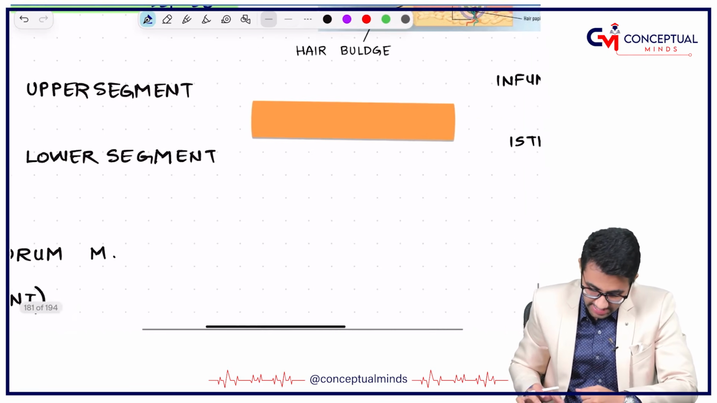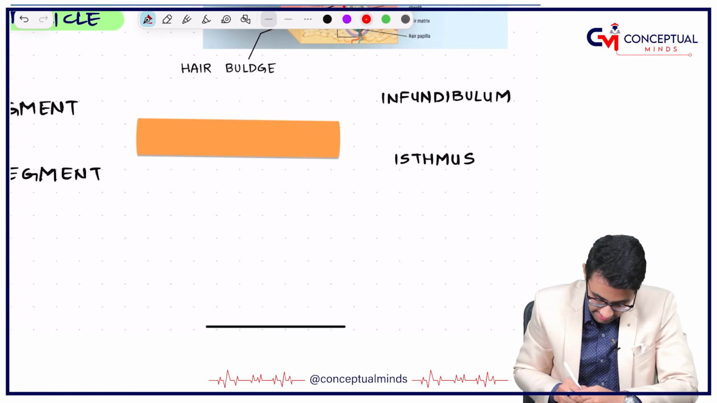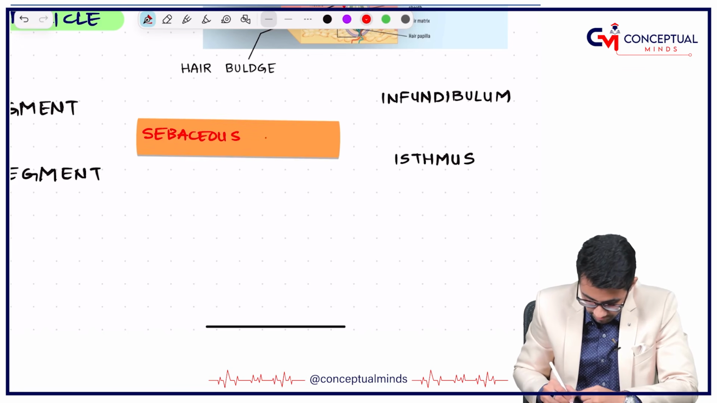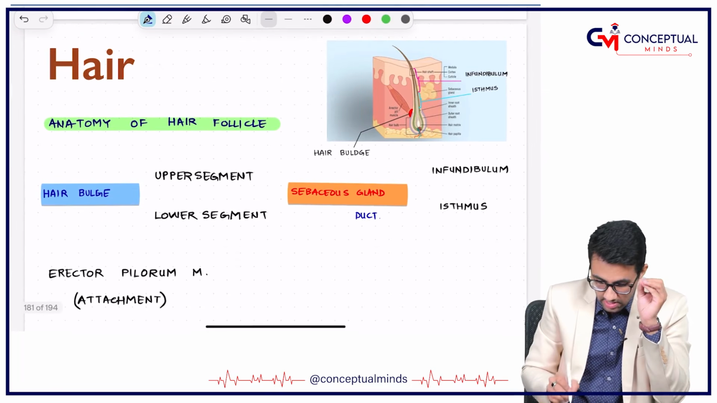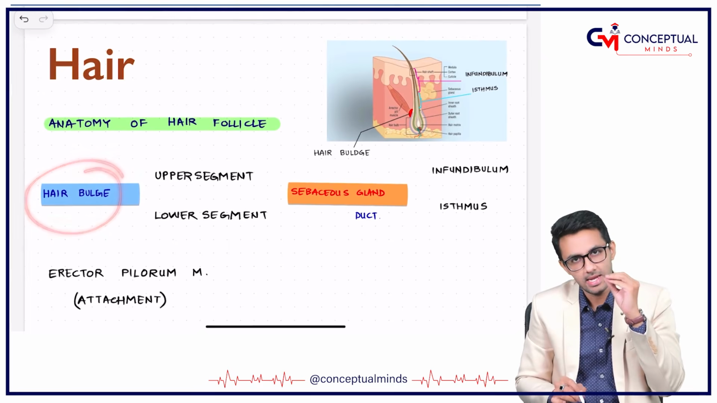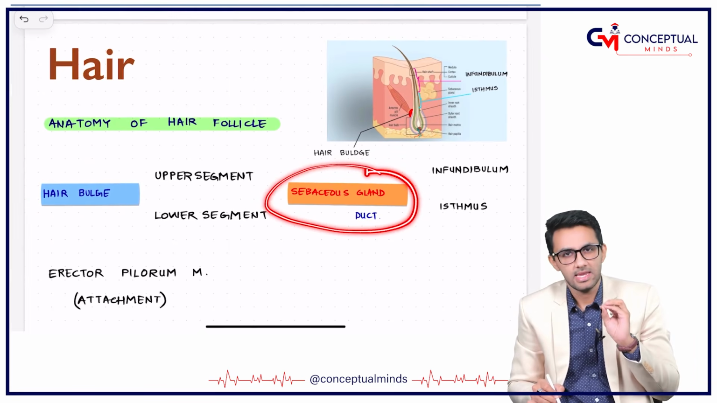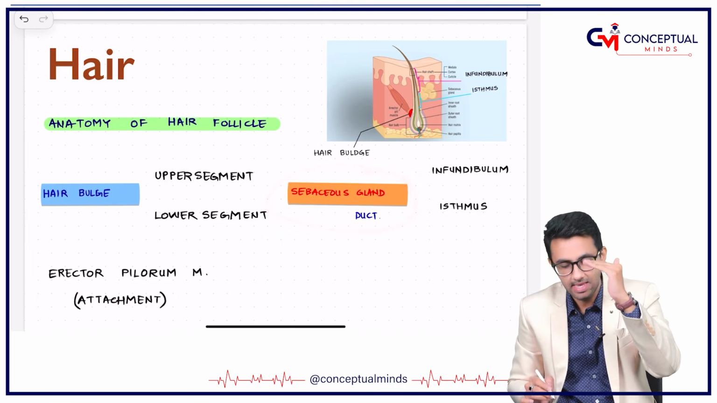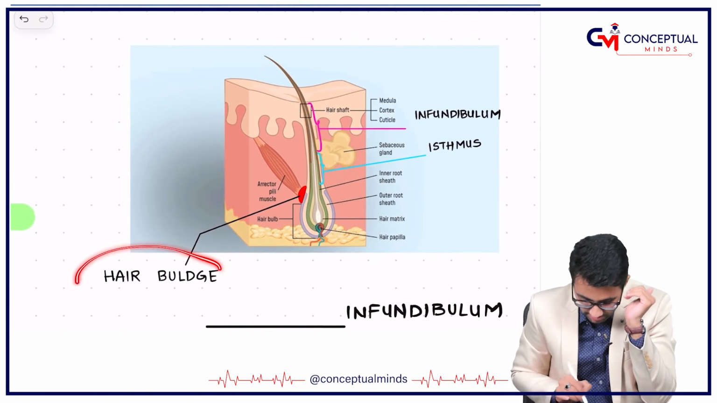And the second thing that I want you to know is the sebaceous gland, and the sebaceous duct. Now we know these two things. The hair bulge divides the hair into upper segment and lower segment, and the sebaceous gland divides the hair into isthmus and infundibulum, as you can see right here. So we have the hair bulge over here.